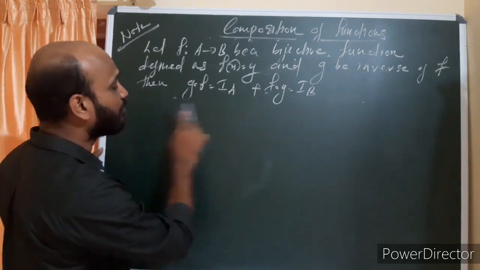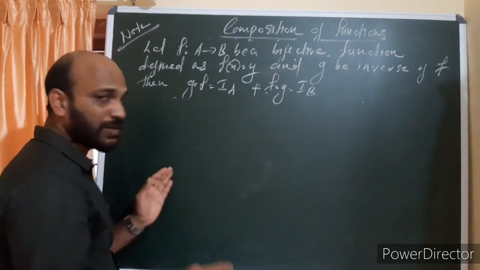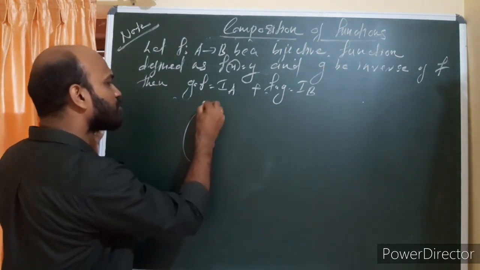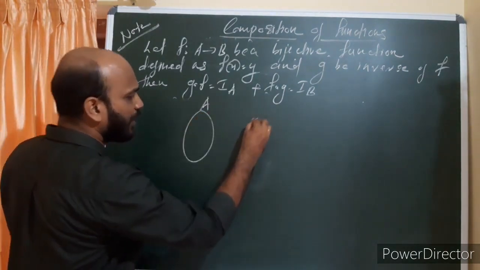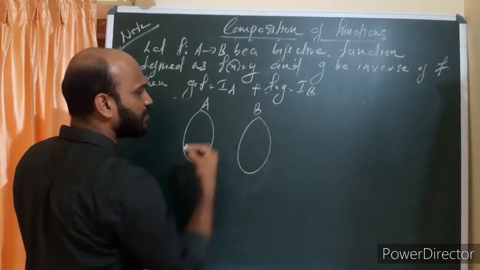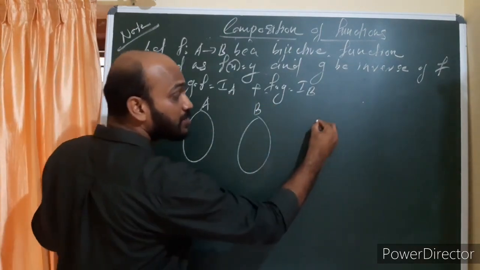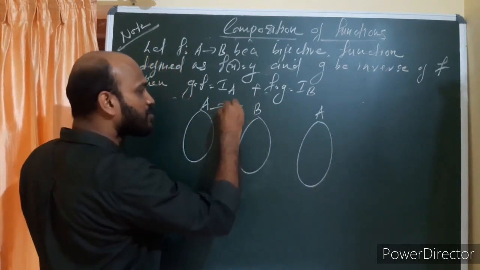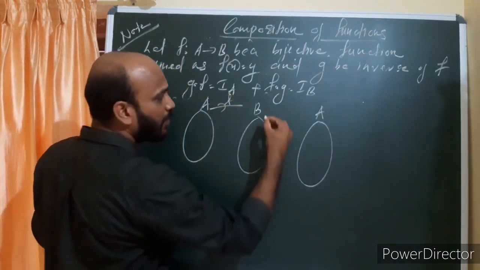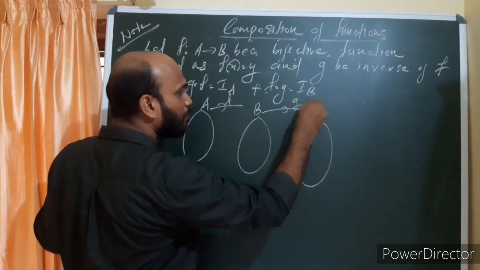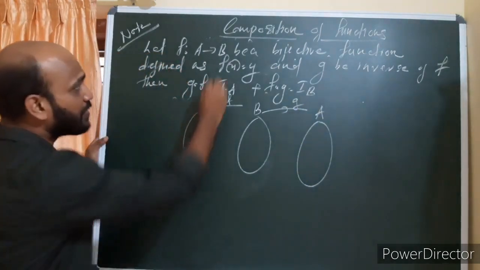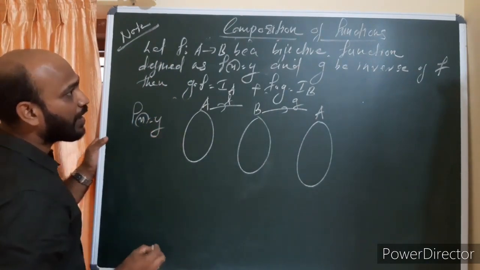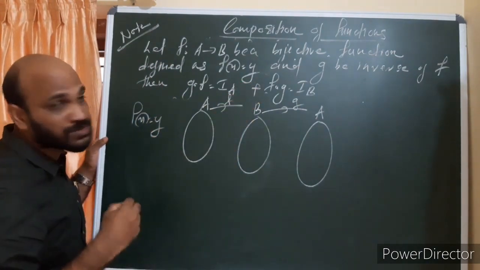So, first we will verify whether G of F is a function from A to A. So, for that, just draw a set A, a set B. Instead of C, I am writing A. So, F is a function from A to B and G is a function from B to A. Now, it is given that F of X equal to Y and G is F inverse of F.